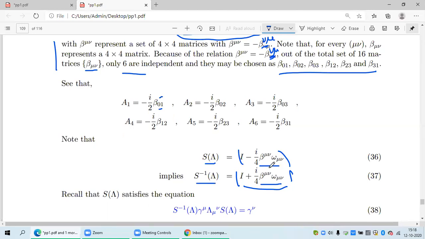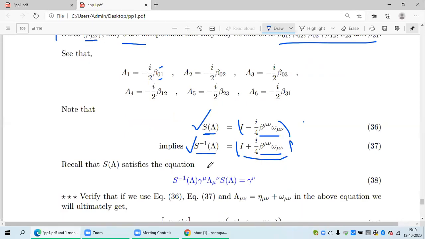But all the terms of this product carry second order terms in omega, because there are 2 omegas. Therefore, that can be dropped with respect to the identity. So for an infinitesimal transformation, if this represents the transformation matrix, its inverse will be this. And we know that this matrix should satisfy this relation. If this represents the Lorentz transformation matrix for the Dirac field, then this relation has to be satisfied.